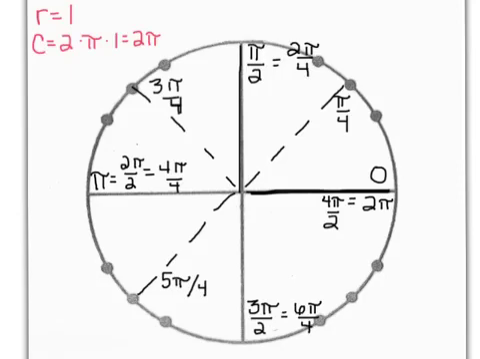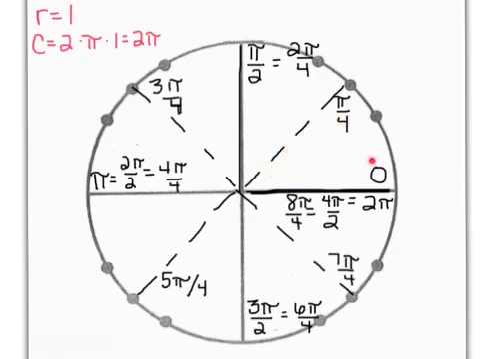The next halfway mark would be 7 pi over 4. And this last one could also be written as 8 pi over 4. So each one of these wedges of my pi is a pi over 4.